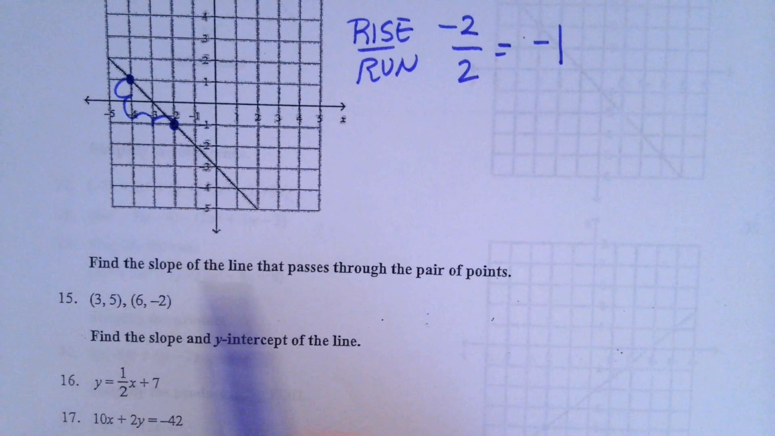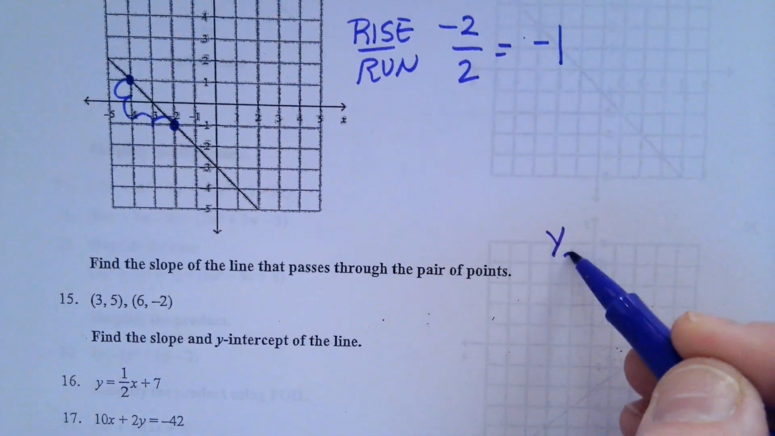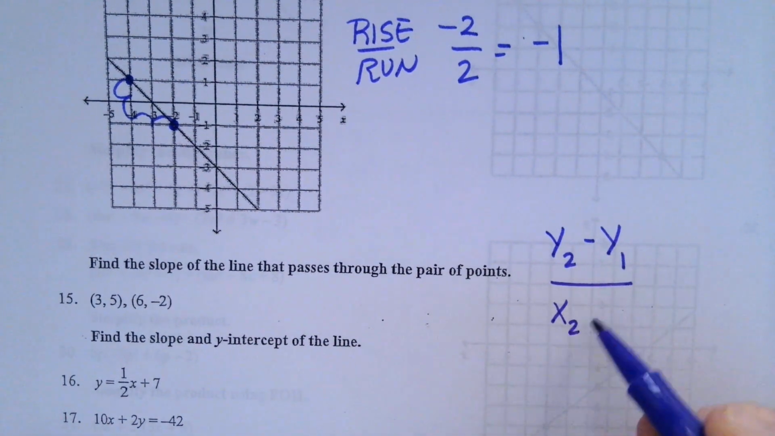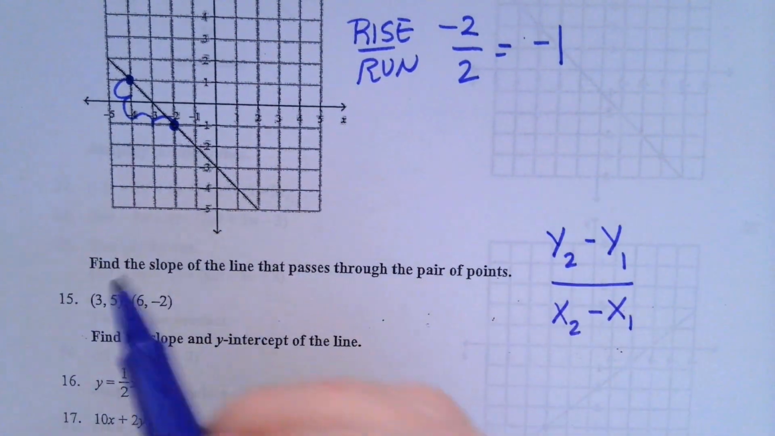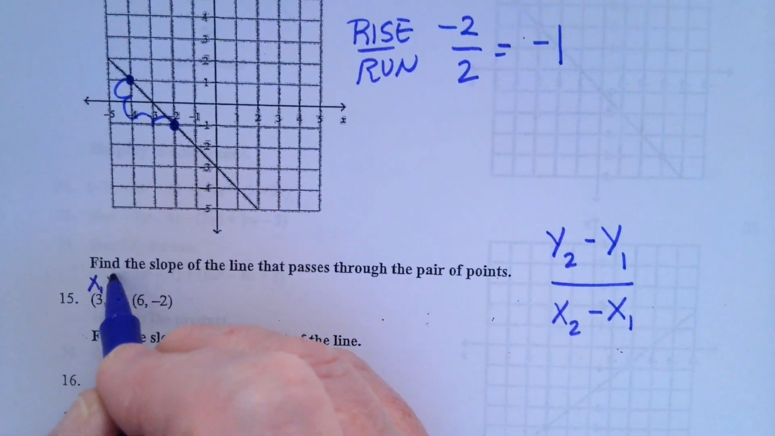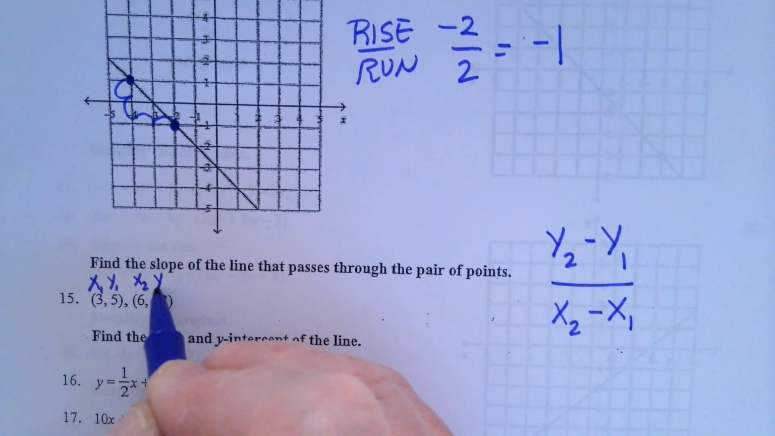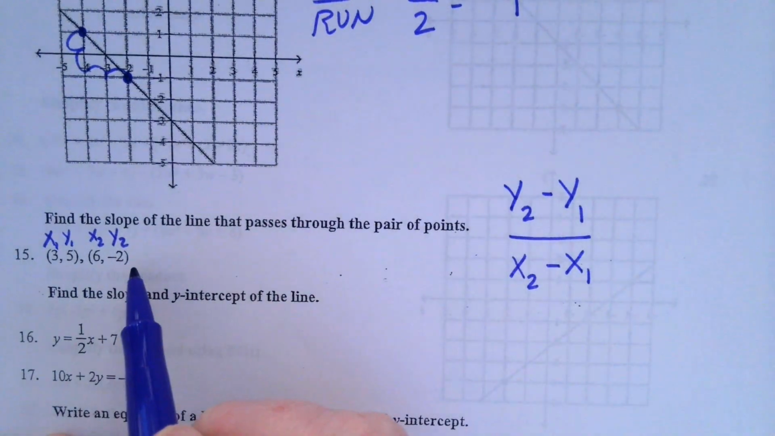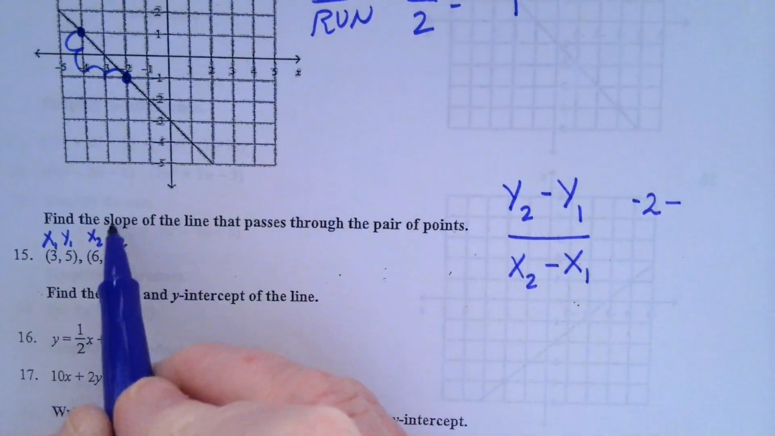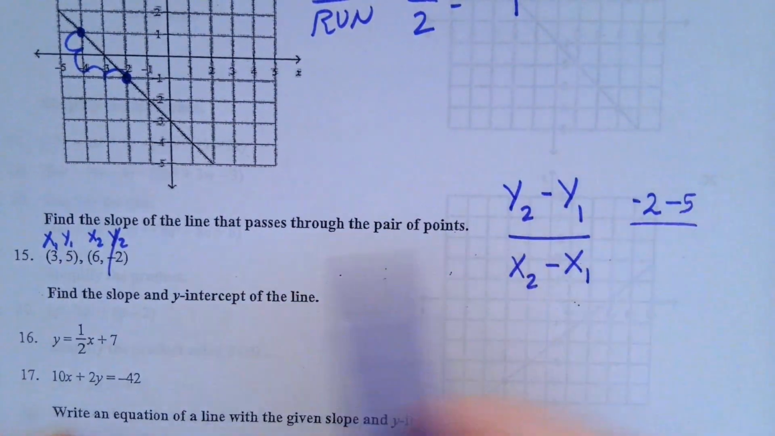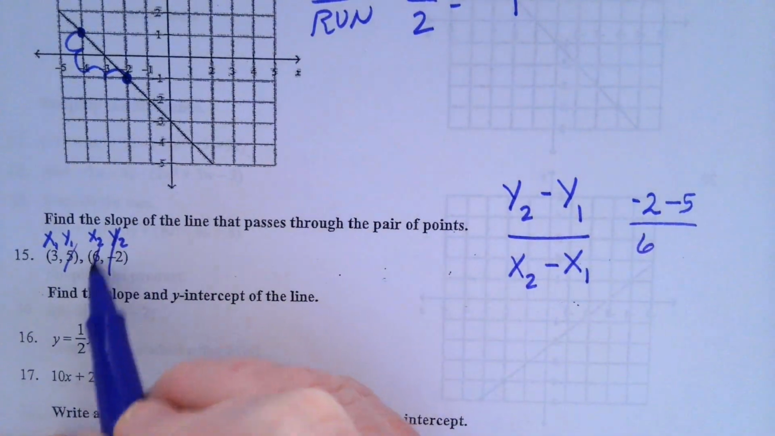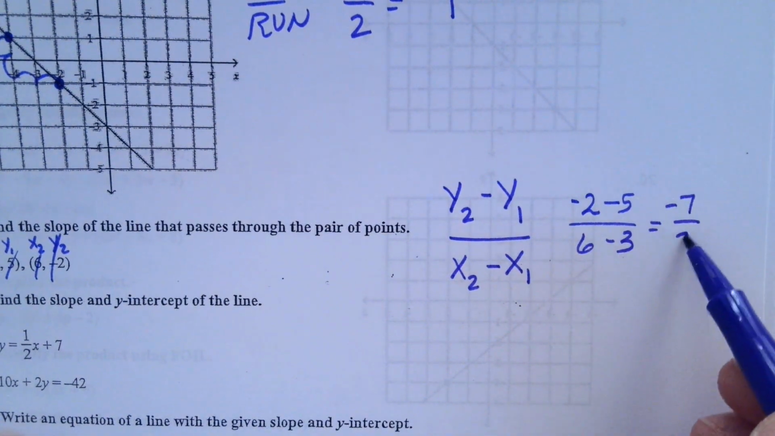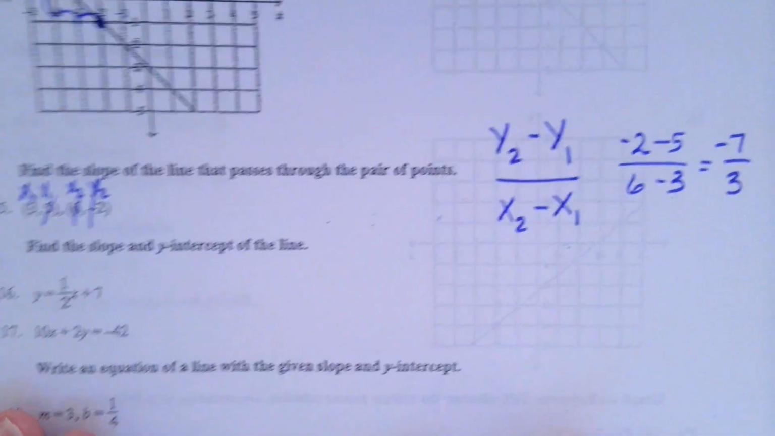Question 15 also asks you to find the slope, and they want you to use the formula. The formula is y sub 2 minus y sub 1 over x sub 2 minus x sub 1. And here are our parts. This is x sub 1, y sub 1, x sub 2, y sub 2. And we're going to plug these in. So y sub 2 is -2. Subtract 5 over 6 minus 3. So it is -7 over 3 for our slope.